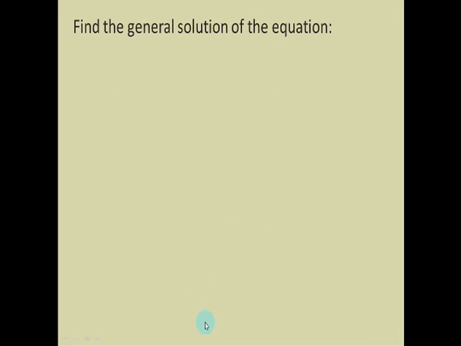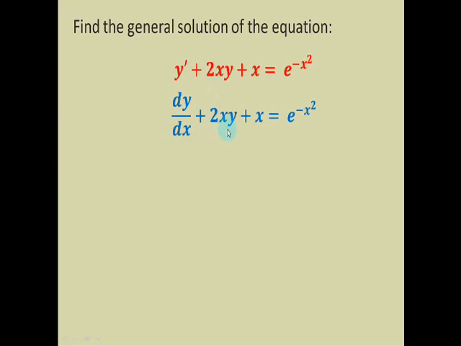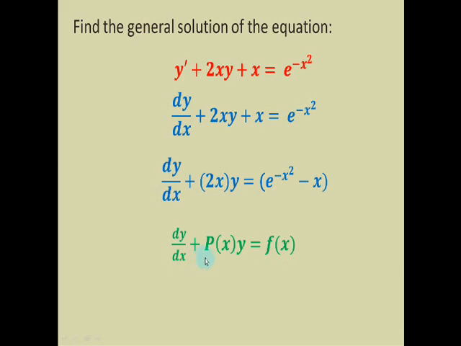So, find the general solution of the equation y prime plus 2xy plus x is equal to e to the negative x squared. We can rewrite this y prime as dy over dx plus 2xy plus x equals e to the negative x squared. Since we want to form this equation into the standard form, we first transpose this x to the other side. So it becomes dy over dx plus 2xy is equal to e to the negative x squared minus x. As we can see here, this follows the form dy over dx plus p of x times y is equal to f of x, which is the standard form for the linear equation. Therefore, this equation is now in the standard form of linear differential equation.